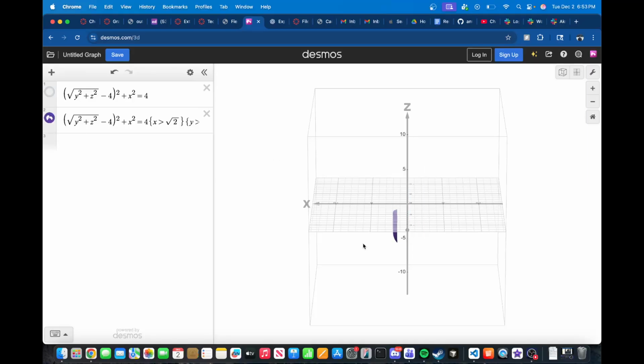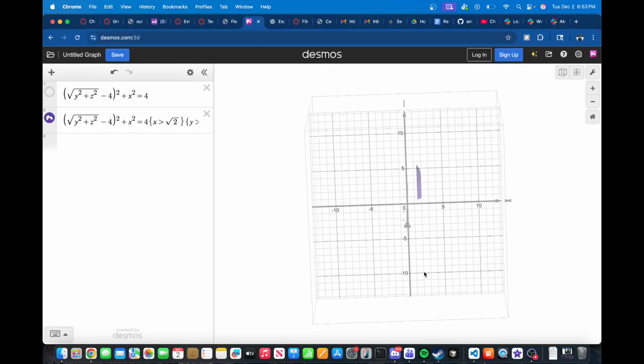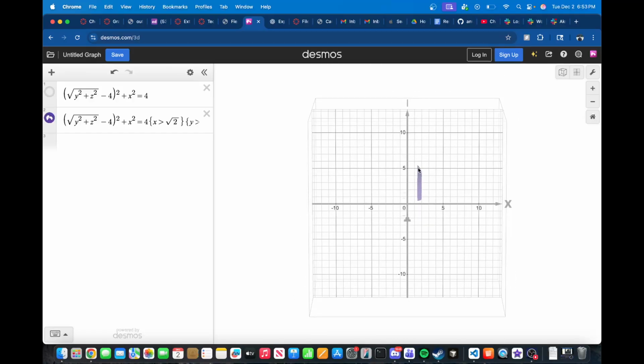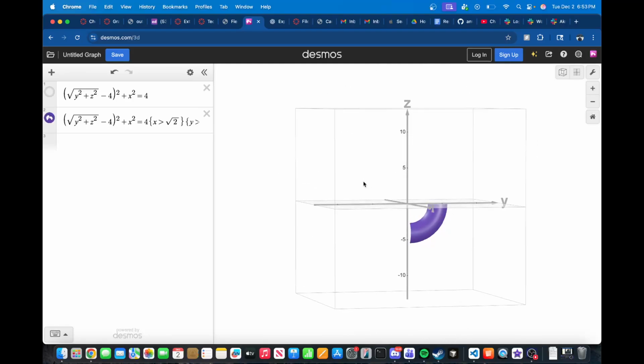If I turn off the blue one, which was the whole torus, you can see this more clearly. x is greater than root 2, right here. y is greater than 0. And z is less than 0.